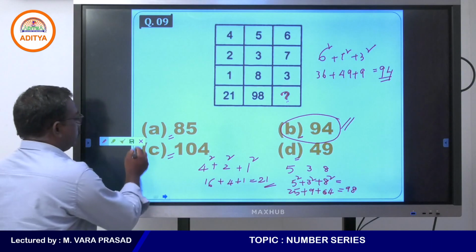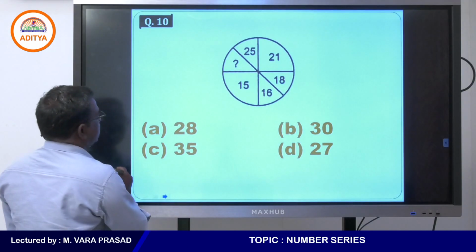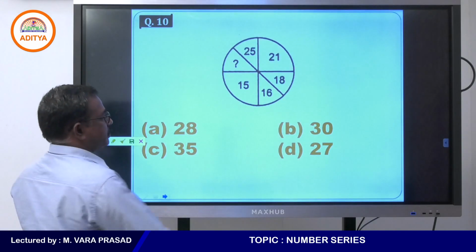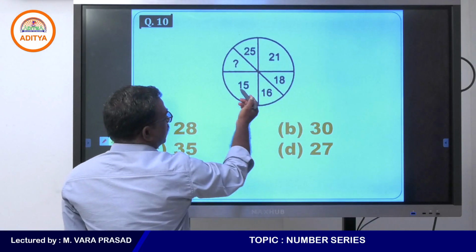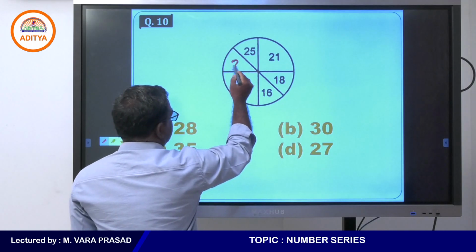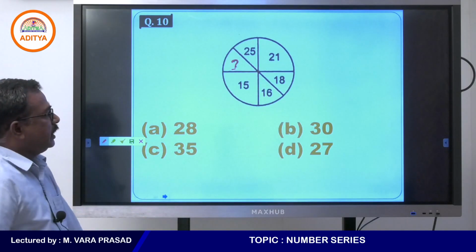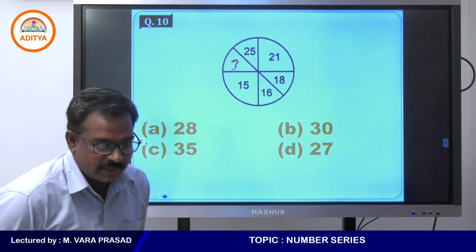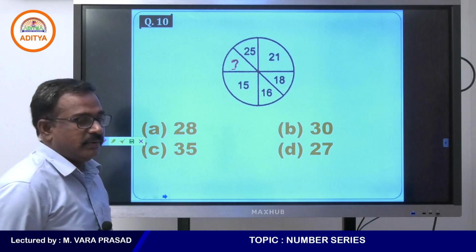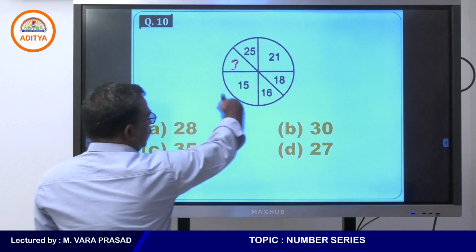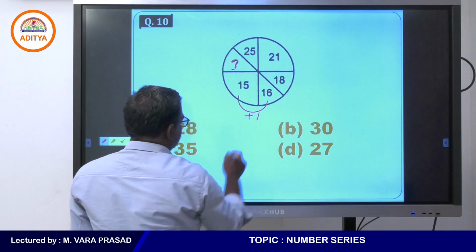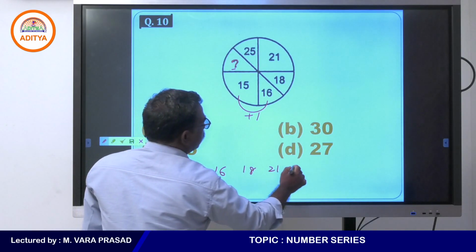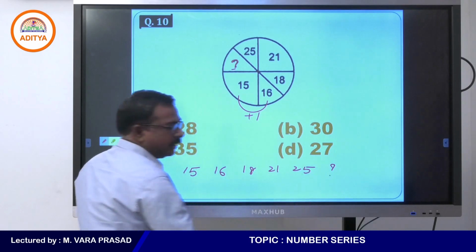One more example, write it. Now, see what is the question mark place here: 25, 21, 18, 16, 15 and the question mark is here. So, what answer will you get in the place of the question mark? Take anti-clockwise, this is 15 plus 1. I am writing in series: 15, 16, 18, 21 and 25, question mark is here.